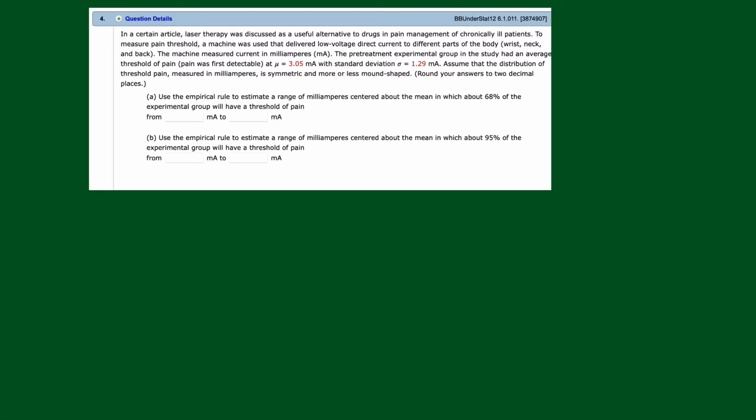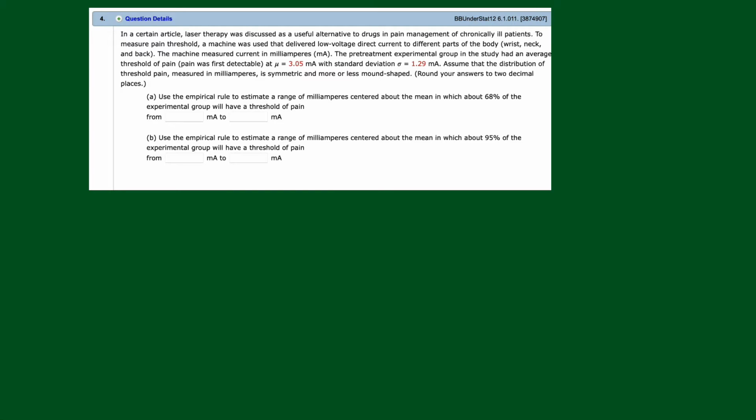Problem number 4 in 6.4. In a certain article, laser therapy was discussed as a useful alternative to drugs in pain management of chronically ill patients. To measure pain threshold, a machine was used to deliver low voltage direct current to different parts of the body: wrist, neck, and back. The machine measured the current in milliamperes, mA.